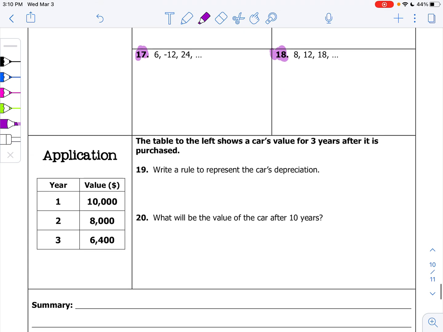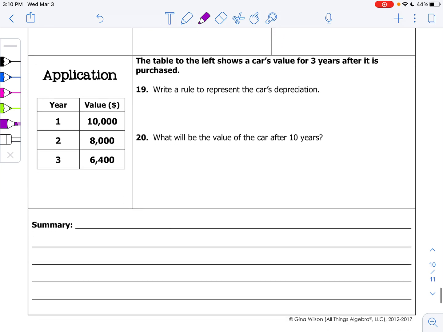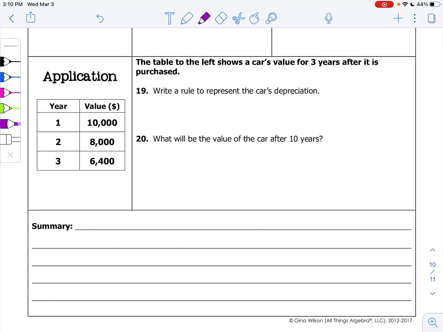The last thing we're going to do is look at an application problem. So geometric sequences applied to a real-life situation. The table to the left shows a car's value for 3 years after it's purchased. We want to write a rule to represent the car's depreciation and then use it to find the value of the car after 10 years. So after 1 year, the car is worth $10,000. After 2 years, it's only worth $8,000. And then after 3 years, it's only worth $6,400.